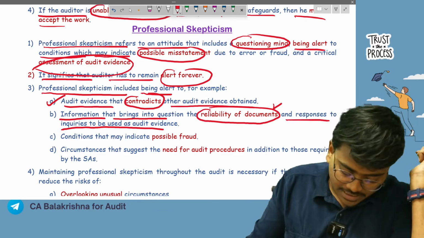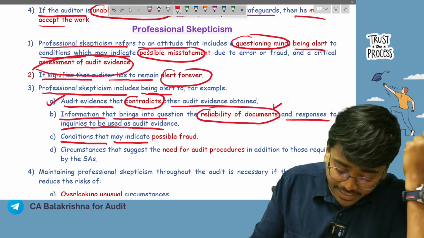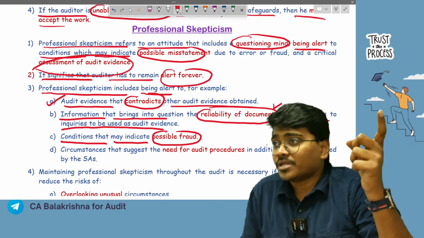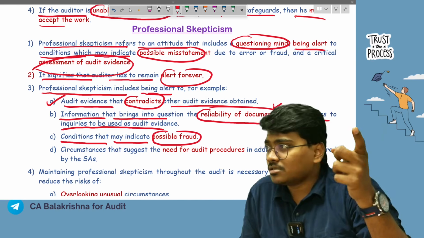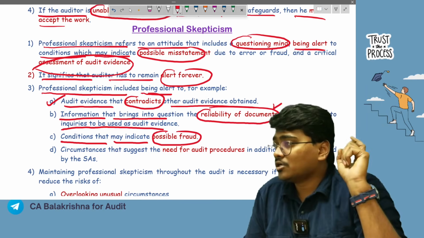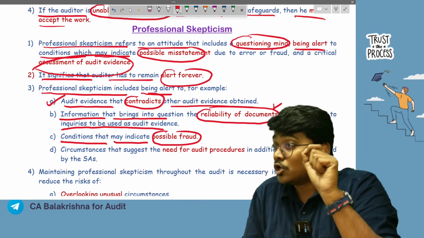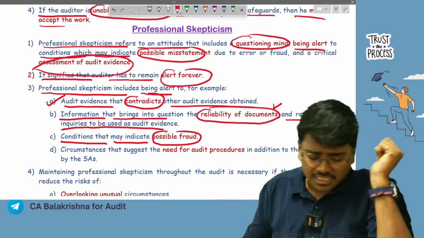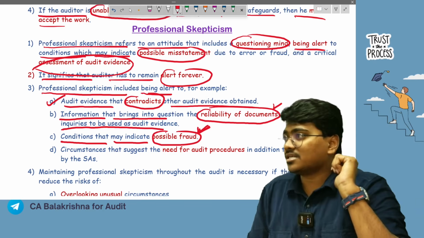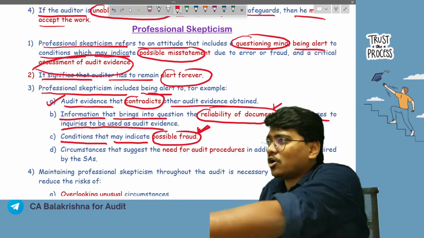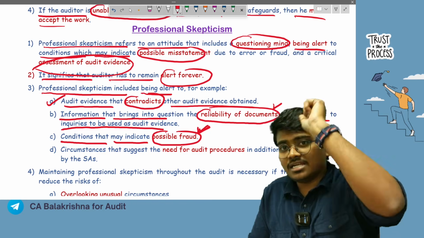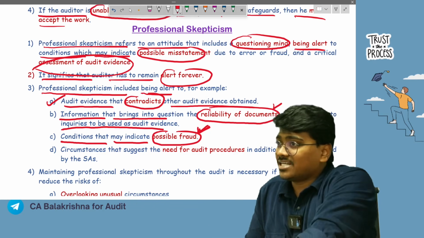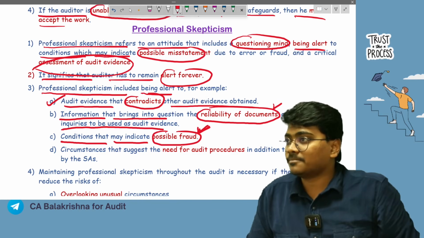Got it? Next, conditions that may indicate possible fraud. Now see, in case of audit, during the entire audit, you should be alert to identify whether there is any fraud in the situation. This is a very basic thing. During the entire audit, in each and every transaction, in each and every account balance, you should be alert to find if there is any fraud in that.